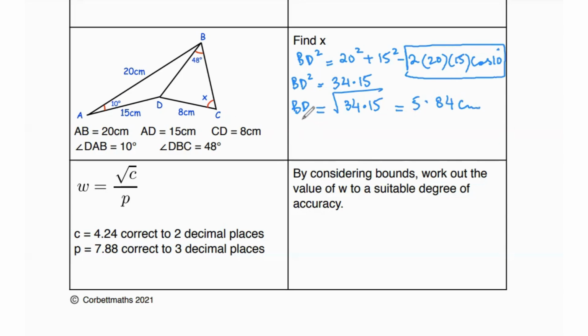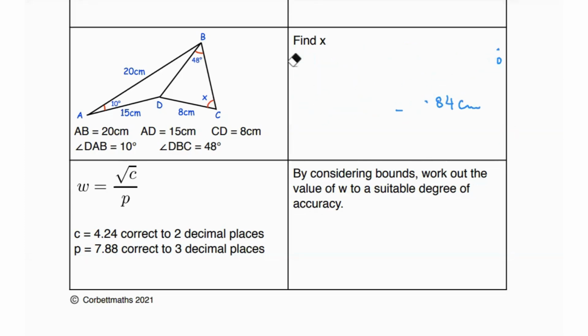Now that we have the length of BD, we're going to find angle X. So to find angle X, I'm going to use sine rule. Why? Because in order for us to use sine rule, we need one complete set of angle and length, which we have. We have angle B and we have length b. We have the length of BD now, which is 5.84. I need to find its corresponding angle, which is X.